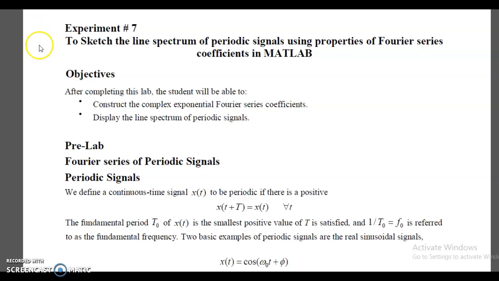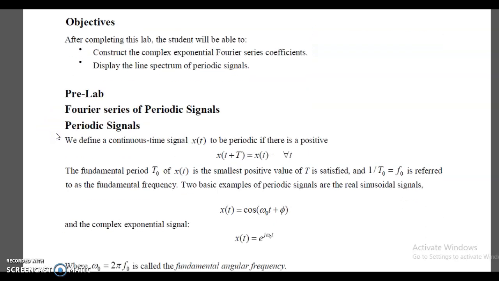Bismillahirrahmanirrahim. Today we are going to talk about the next experiment in line, that is experiment number 7, and it deals with the Fourier series representation in MATLAB. So the learning objectives for this lab include the construction of the complex exponential Fourier series coefficients, and along with that, how to display the line spectrum of the periodic signals. So let's dig in and find out what we have in here.